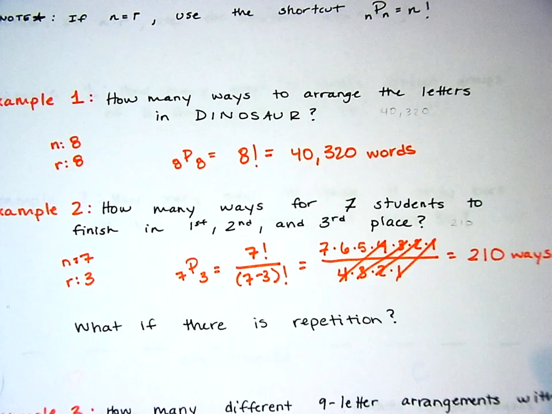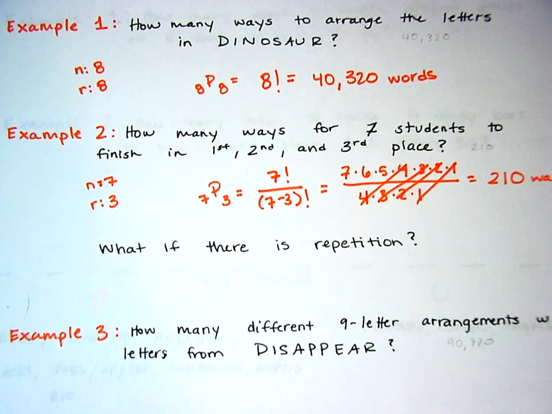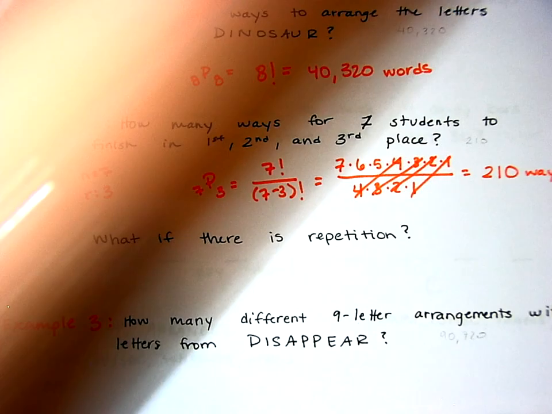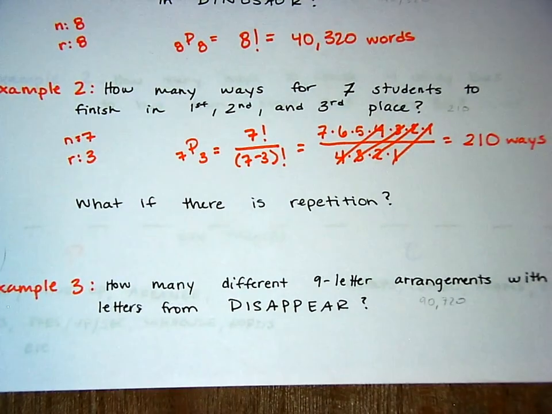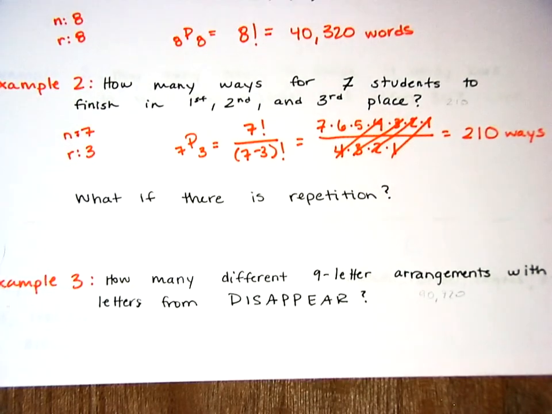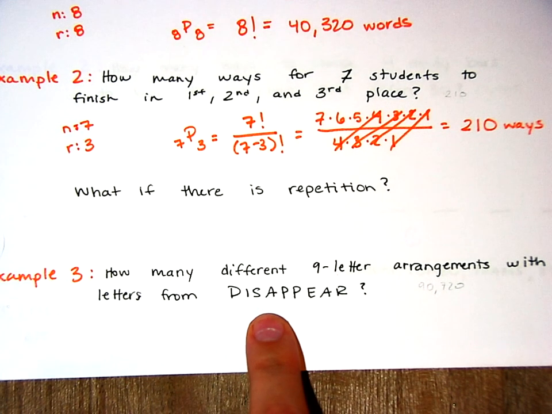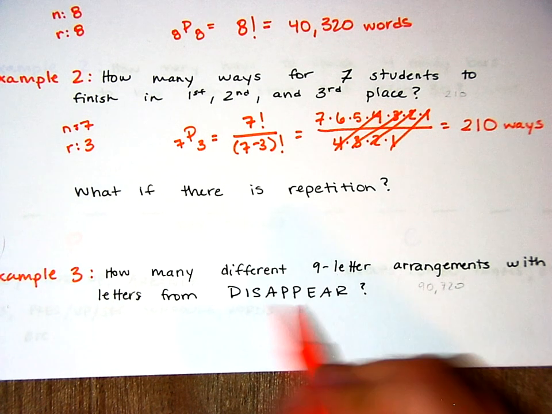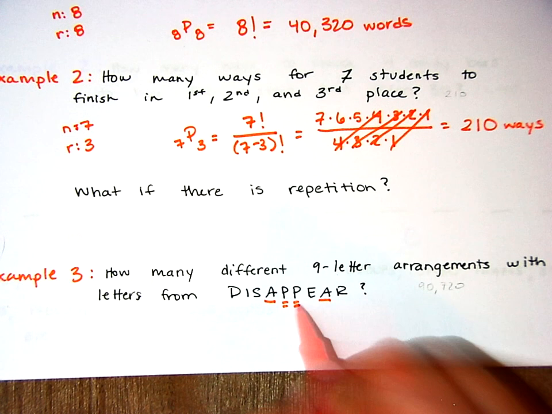All right, and then last thing for permutation is what if there's repetition? So what that means is what if, let's say, we're using letters in a word, but some of those letters are repeated. We have to account for that repetition, and so I'll show you how to do that. So this time we're using the word disappear. We have 9 letters here, but some of the letters repeat, so let's see what those are. So we have an A, and then we have a P.